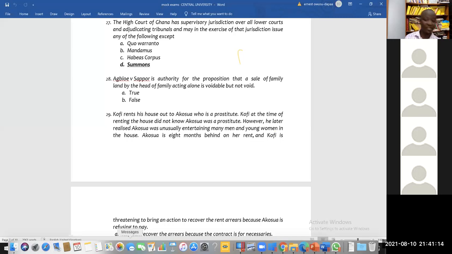Aglo against Sapo is authority for the proposition that the sale of family land by the head of family acting alone is voidable, but not void. True or false? Anybody? This is an old customary land law, before Act 1036. Yes, can anybody try?